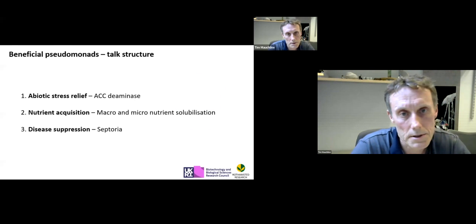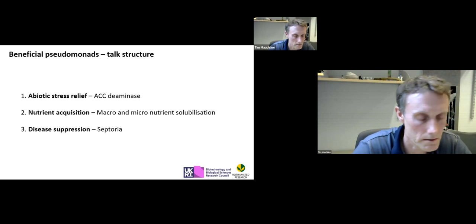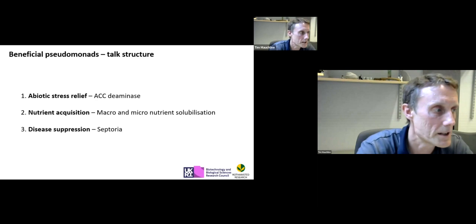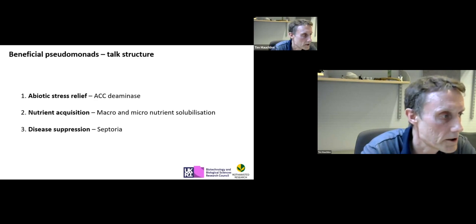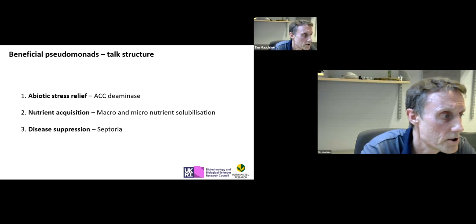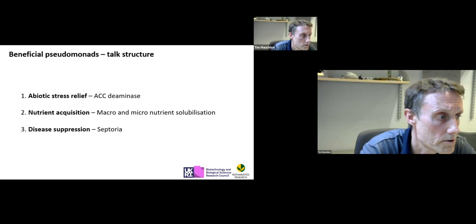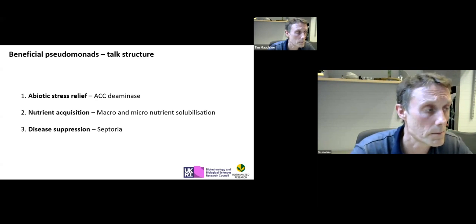So there are three elements I wanted to touch on in terms of Pseudomonas work, and this is the different abilities of bacteria to perform functions which are beneficial to plants. Firstly, I'll talk a little bit about abiotic stress relief with the example of ACC deaminase. I'll move on to nutrient acquisition, both macro and micronutrients. And then finally, a small part on disease suppression of Septoria and a pipeline that we're developing for that.